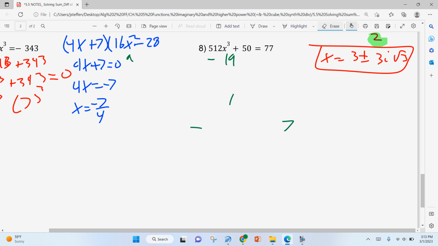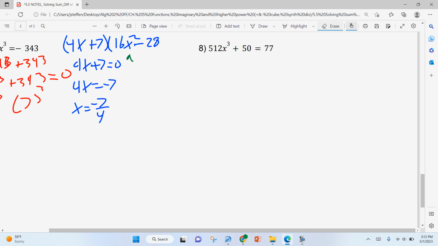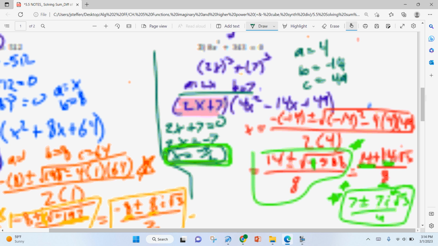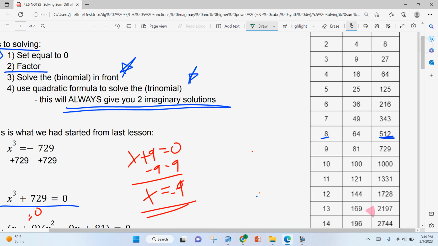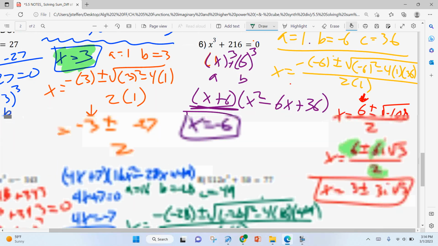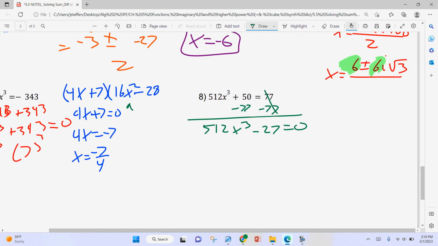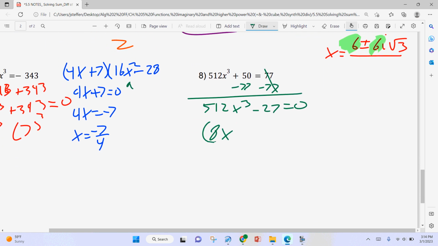And the last one. Okay. Subtract 77. 512 x to the third. 50 minus 77 is negative 27. So 512, I want to say that was 6. And I know I just looked it up, but no, it's not. It's 8. It's close. Should have been a better guess. So that's 8x to the third minus 3 to the third.